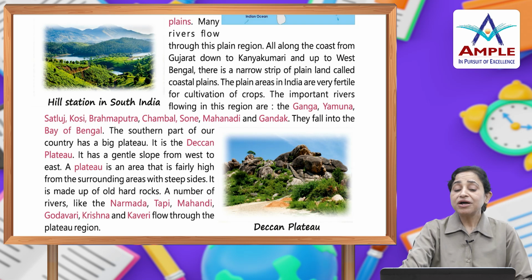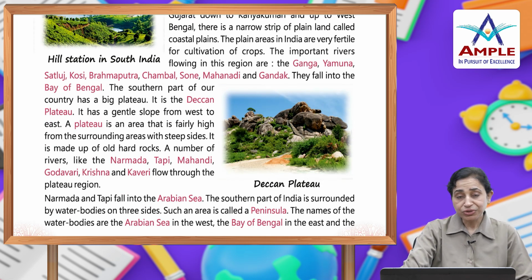The southern part of our country has a big plateau. It is the Deccan Plateau. It has a gentle slope from west to east. A plateau is an area that is fairly high from the surrounding areas with steep sides. It is made up of old hard rocks. A number of rivers like the Narmada, Tapi, Mahanadi, Godavari, Krishna and Kaveri flow through the plateau region. Narmada and Tapi fall into the Arabian Sea.